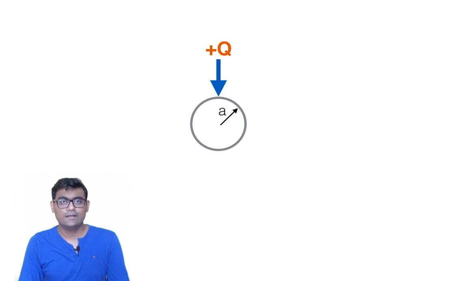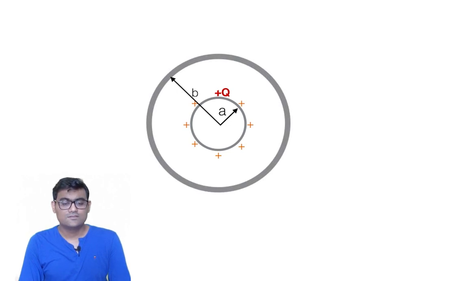charge over that sphere. And as soon as I put that charge on that sphere, as you can see from the property of conductor, this plus Q charge will be uniformly distributed over the outer surface of the conductor. And now if we bring some bigger metal conductor concentric to that previous one, say its radius is b, then what will be the charge distribution on each surface of the bigger conductor?